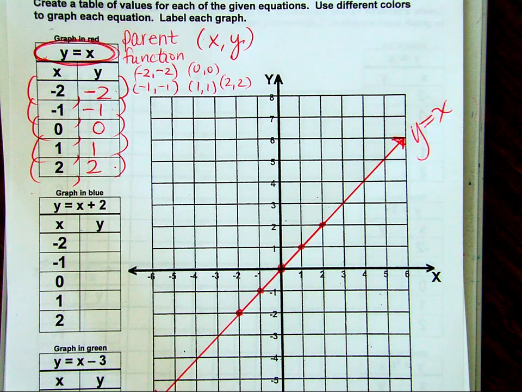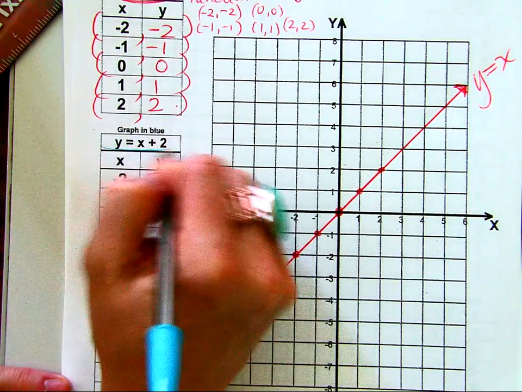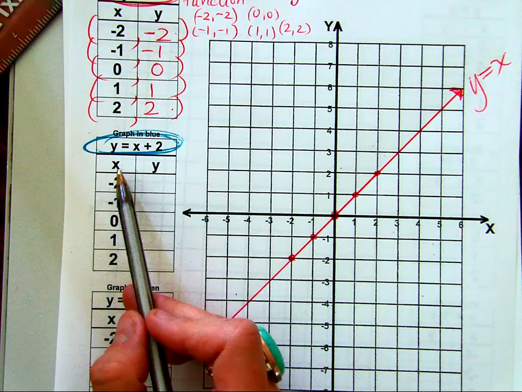Yes, the name of that line is not Bob, it's y equals x. All right, pick up your blue marker or whatever shade of blue you have. And let's work on completing this table of values in blue. What does that mean? It means take whatever your x value is and add 2 to it.